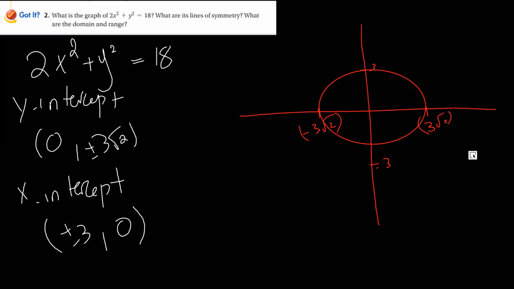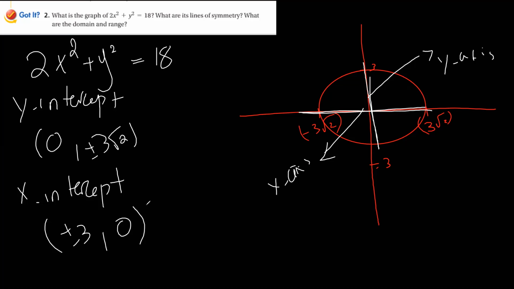Now, after that, I want to find the line of symmetry. Where's our line of symmetry? The axes. So the x-axis here is one line of symmetry, and the y-axis here is the other line of symmetry. Now, what about the domain?